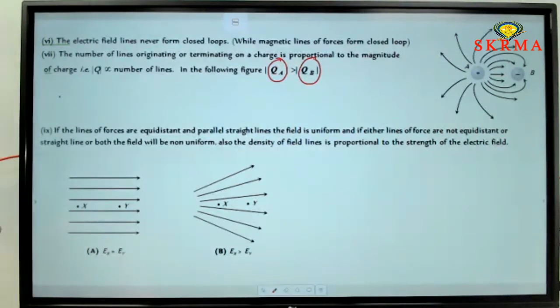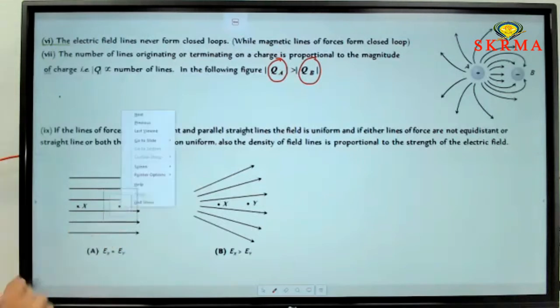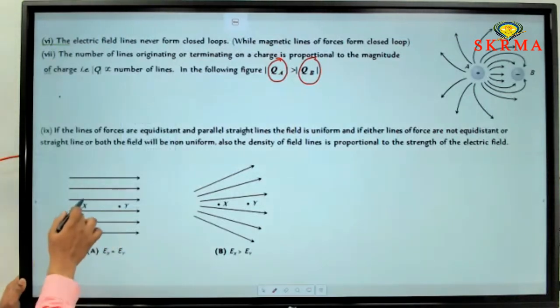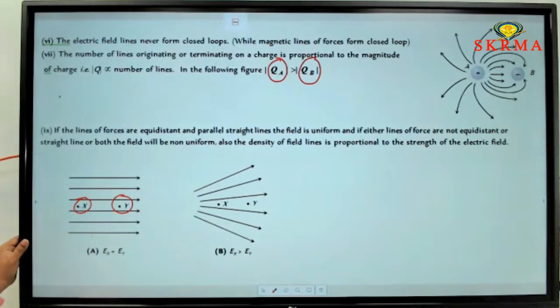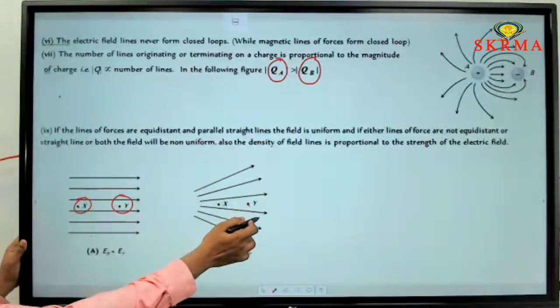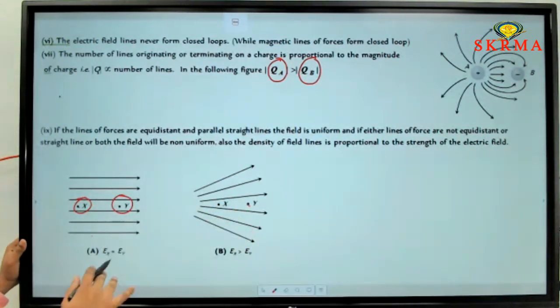Next one, last point. If the lines of force are equidistant and parallel like this, then we can conclude that the electric field at point X equals the electric field at point Y. If you consider 2 points, electric field at X equals electric field at Y. Now these are not parallel like this. Another diagram is like this. Now, what is the relation between the field at point X and point Y?